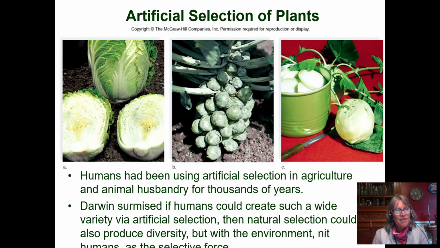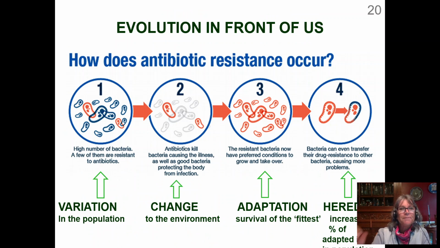So humans have been using artificial selection in agriculture and animal husbandry for thousands of years. And so Darwin added that to his growing pool of evidence. And he said, if humans can create such a wide variety from artificial selection, then natural selection, the environment being the selective agent, should also produce diversity, but with the environment, not humans, being the selective force. Shouldn't it?